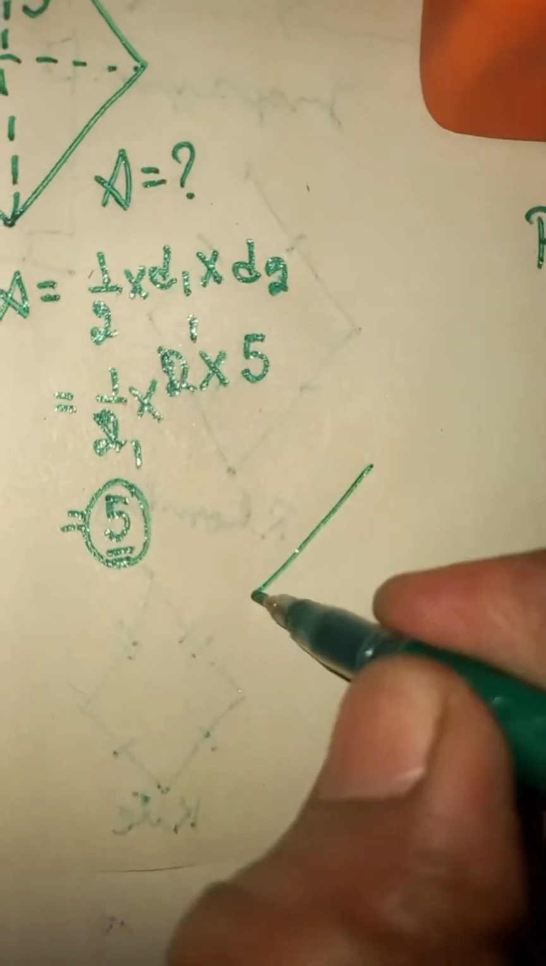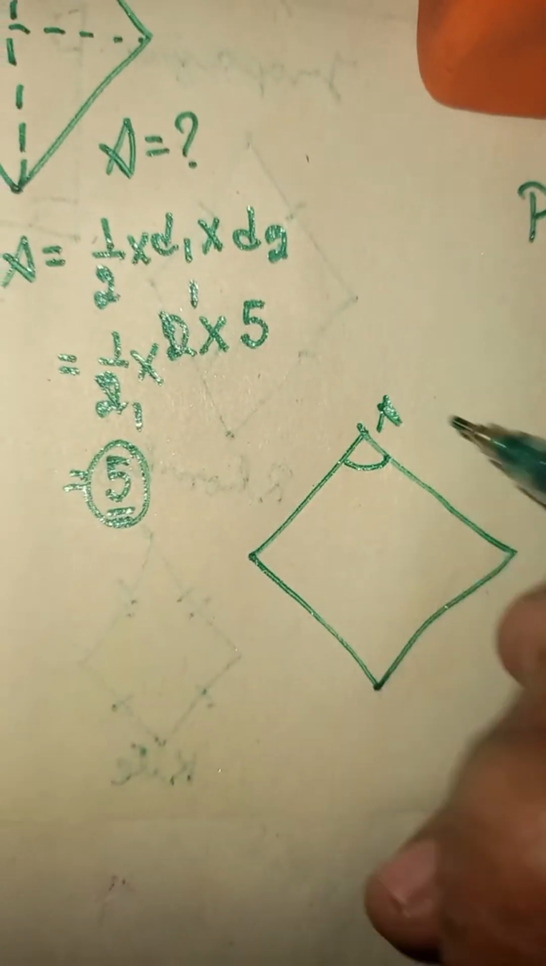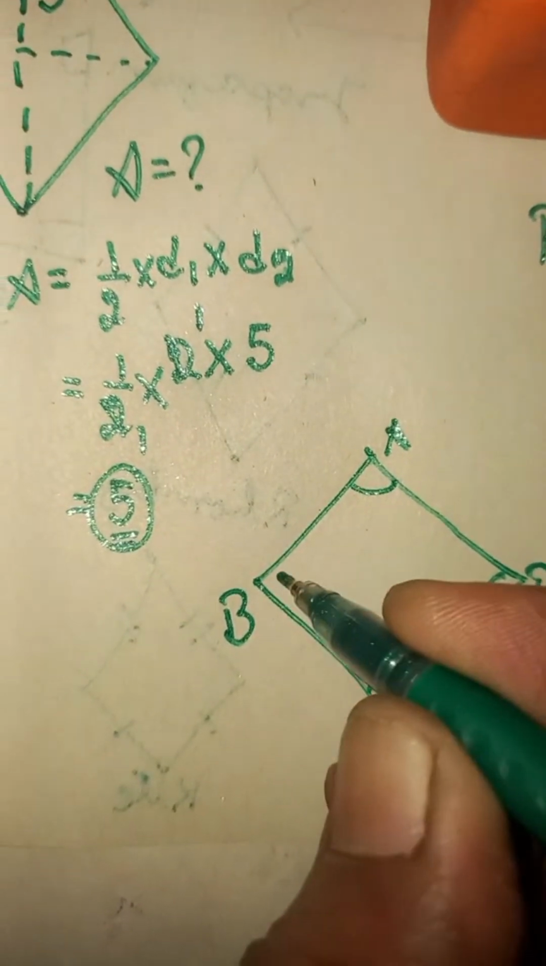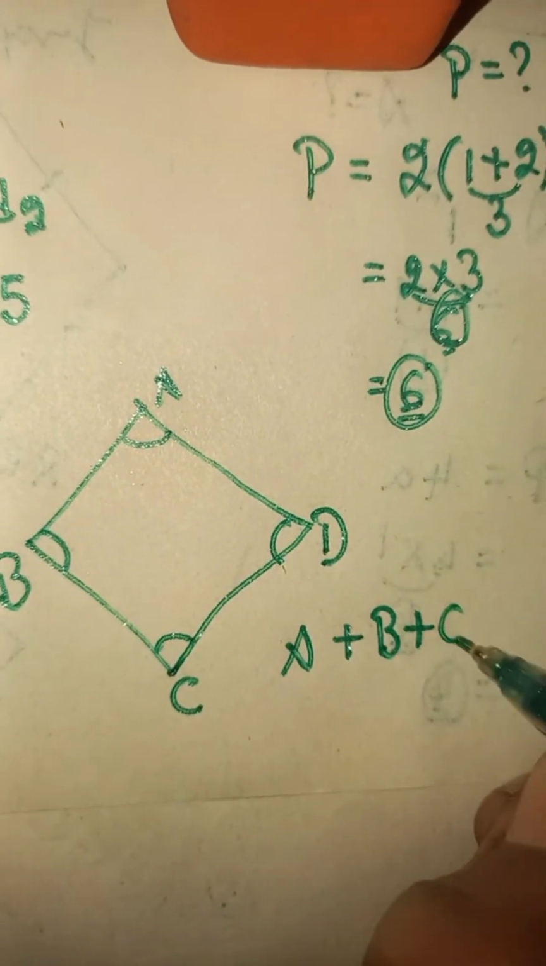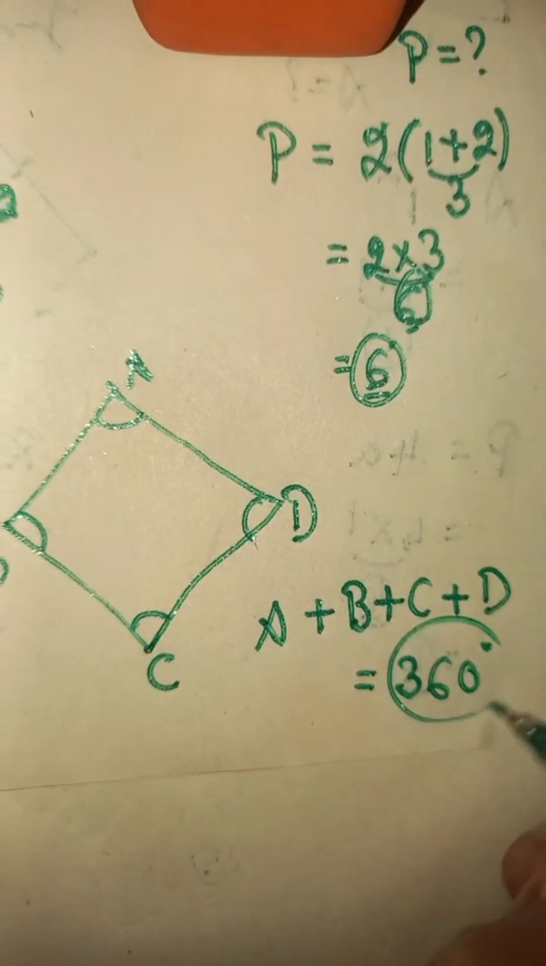Next, they talk about an irregular quadrilateral. If they have given any quadrilateral which is irregular, the sum of all angles, that is A, B, C, D, if you add them out, their sum must be equal to 360 degrees. That is A plus B plus C plus D equals 360 degrees.